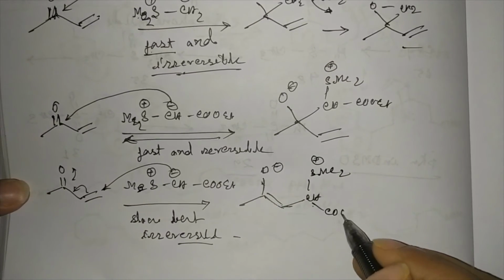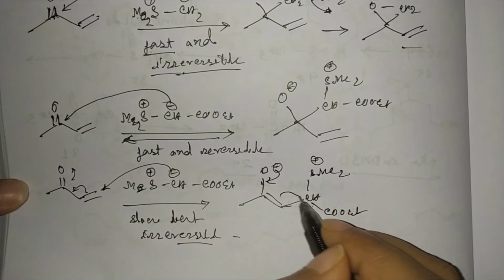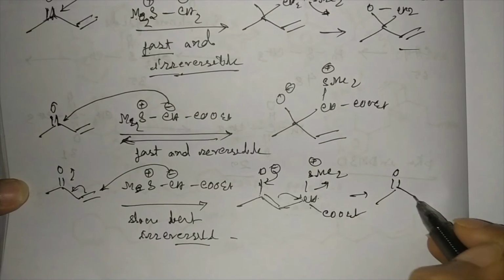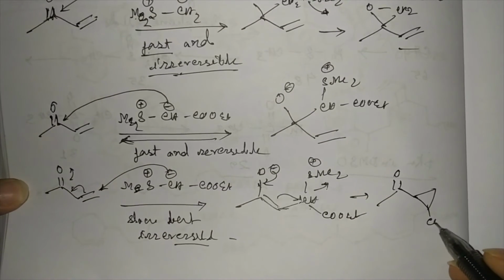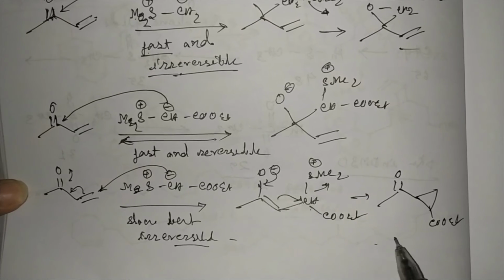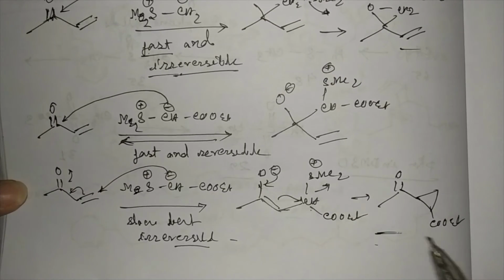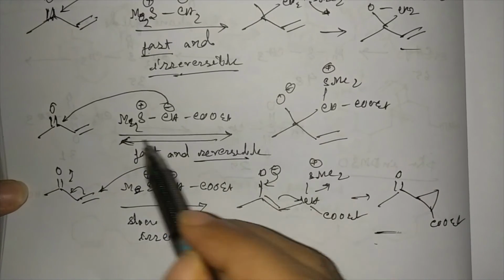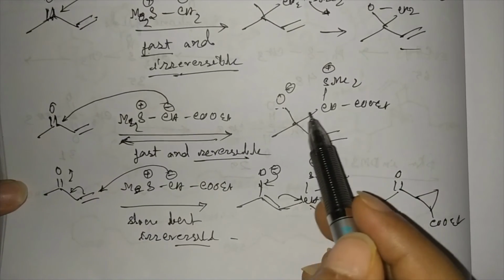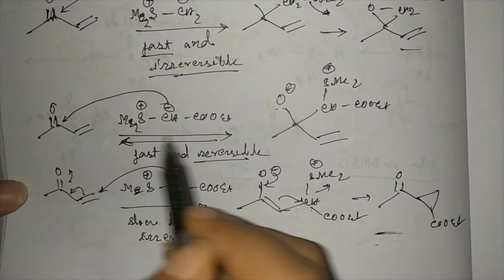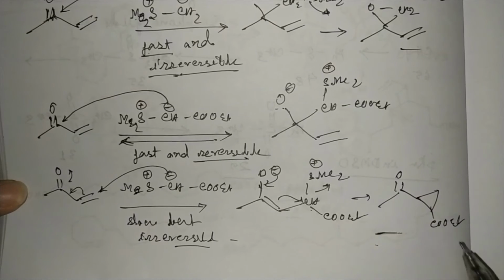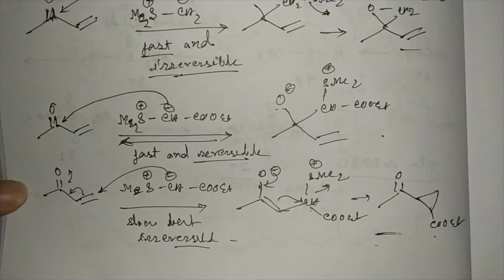SMe2 plus leaving, it will attack here, so it will be removed and a cyclopropyl intermediate will be formed. So the reaction will go to completion here, but as this one is reversible, it will attack and this will be formed, but with respect to the starting material this is unstable, so it will decompose to the starting material again. So this is a thermodynamically controlled product and this is a kinetically controlled product.